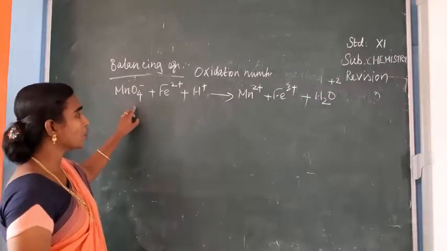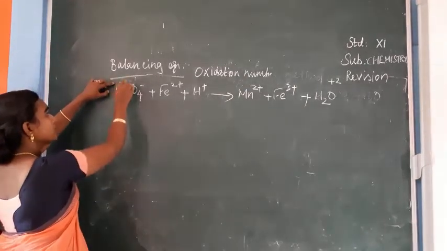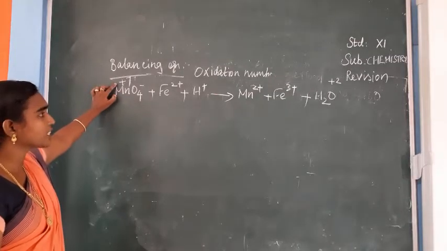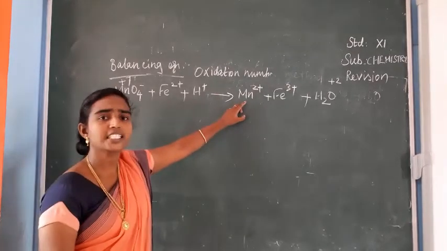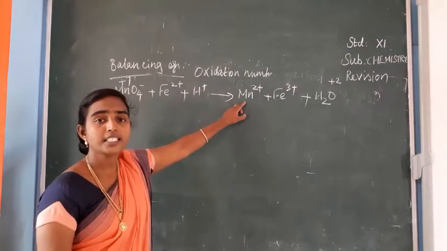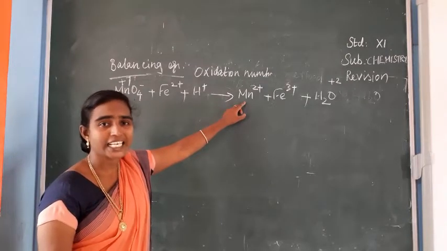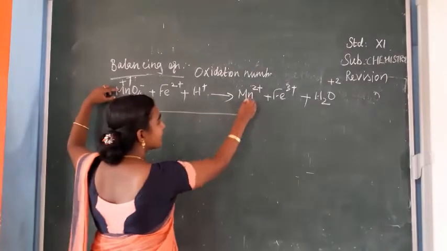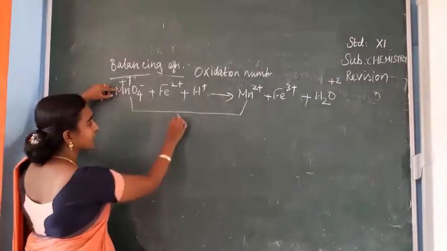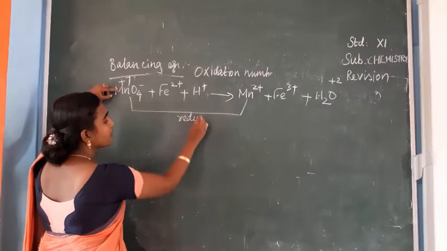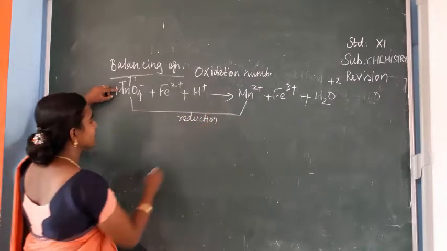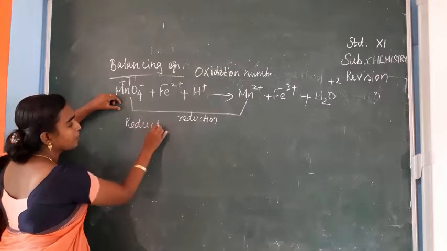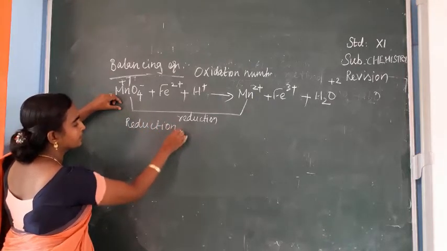So here in MnO4, Mn is in plus 7 oxidation state, isn't it? So this plus 7 oxidation state of Mn is converted to Mn2 plus, that is, the oxidation number decreases. That means we can note this equation as a reduction reaction. So we can mark the reduction reaction as equation number 1.